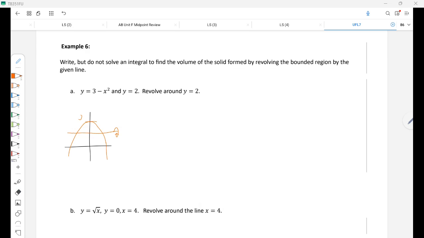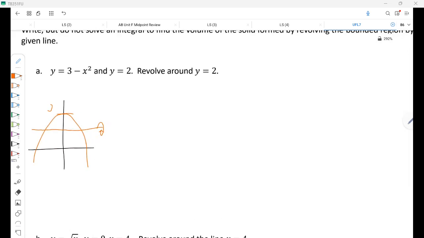Where does that parabola intersect the line y equals 2? It does at 3 minus x squared equals 2. But if you think about it for a minute, you might actually be able to get those numbers without doing any solving. When does 3 minus x squared equal 2? Yeah, when x equals 1, right? x equals 1 and x equals negative 1, because you can see it's pretty much symmetrical. So those x values are x equals 1 and negative 1.